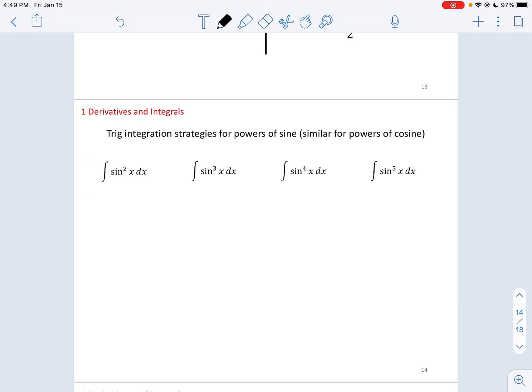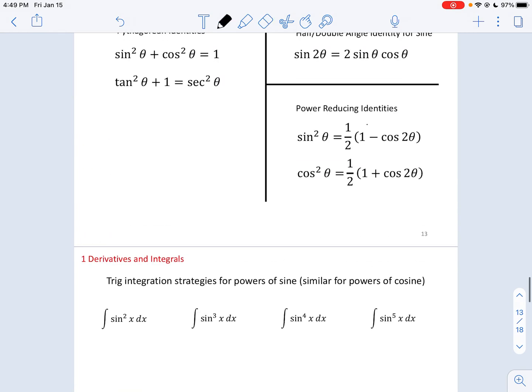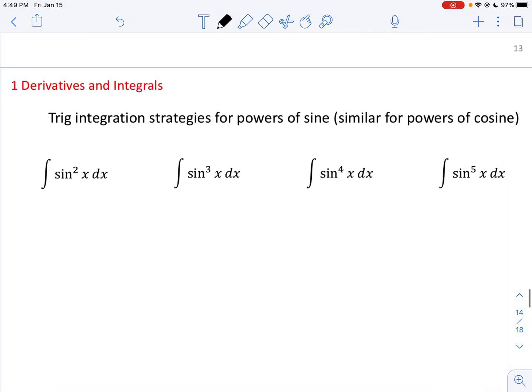So, some strategies for integrating powers of sine. Whatever I do here is going to be pretty similar for how you would do powers of cosine. Integral of sine squared. I'm going to use what I call the power reducing identity, because it goes from sine squared to just cosine, no power on it, but it doubles the angle. Notice that the angle here is theta and the angle over here is twice that. That's all you have to remember: the angle doubles, but the power goes away.